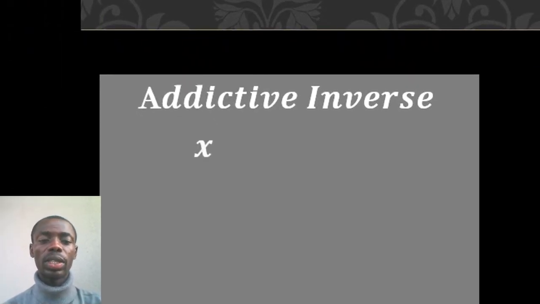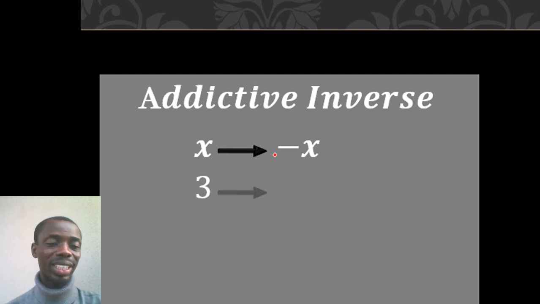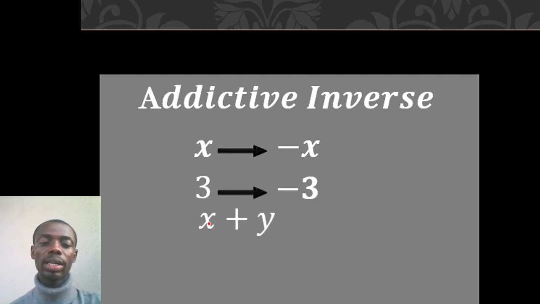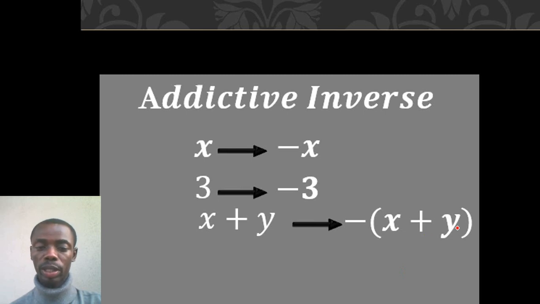Additive inverse of x, coming up on your screen, is minus x. Okay, additive inverse of x is minus x. Now, additive inverse of 3 is minus 3. Okay, now the additive inverse of x plus y is just equal to minus open bracket x plus y close brackets. So, in a nutshell, anything you will have to add that will make that value a 0 is just the additive inverse of the value.